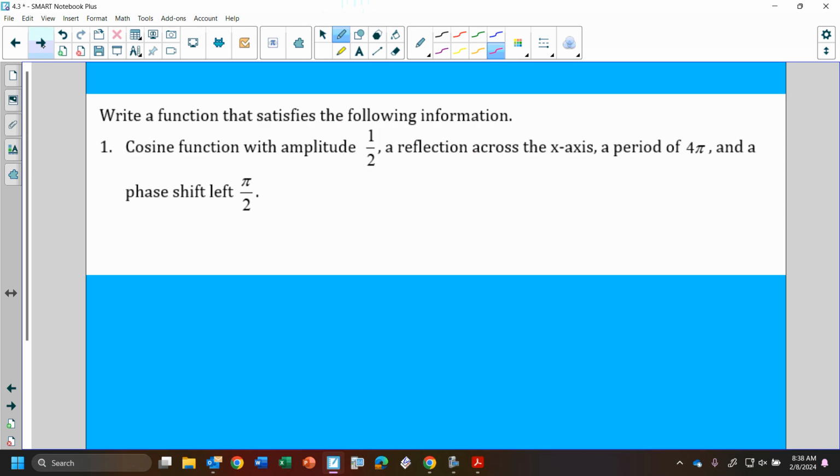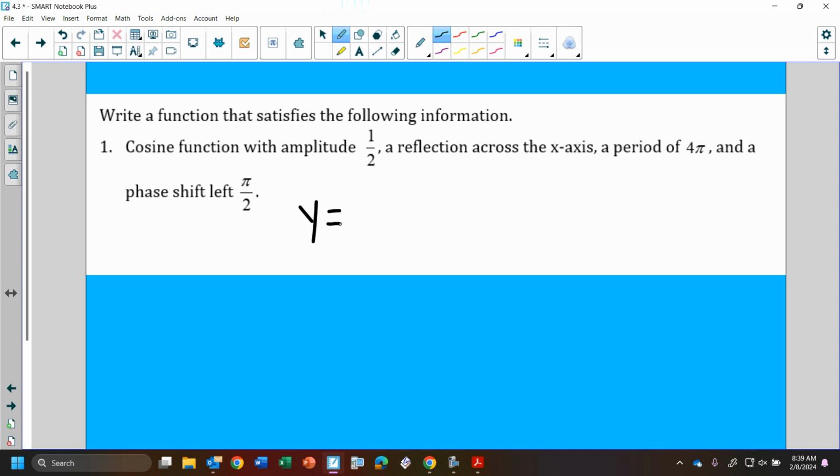Our first problem says, I want you to write an equation that satisfies all this information. I want it to be a cosine function that has an amplitude of 1/2. It reflects across the x-axis. It has a period of 4 pi, and it has a phase shift left pi over 2. A lot of information. We're trying to come up with the equation.